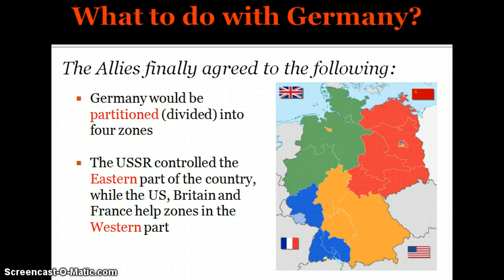After much debate, the Allies finally agreed to the following provisions. Germany would be partitioned, or divided, into 4 separate zones. Each zone would be controlled by one of the major Allied powers. The Soviet Union controlled the eastern part of the country, while the United States, Great Britain, and France would hold parts in the western part of the country.